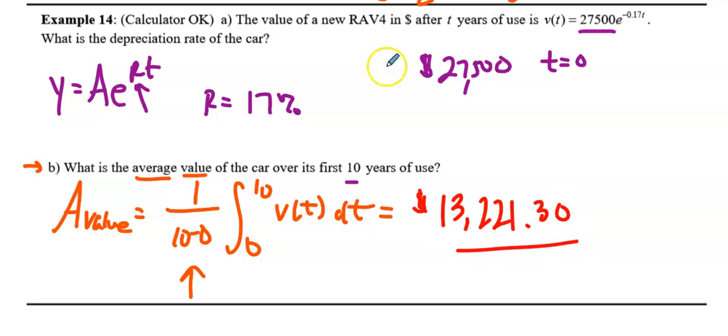And so when we use our calculator, we're going to get $13,221.30. So you guys can see that in 10 years, with depreciation of 17%, the average value is going to be, over the first 10 years, what the average of the car was over the first 10 years: $13,221.30. Does that mean that this is what the value of the car is now at 10 years? No. It is not. It's what the average value was over the course of the 10 years.